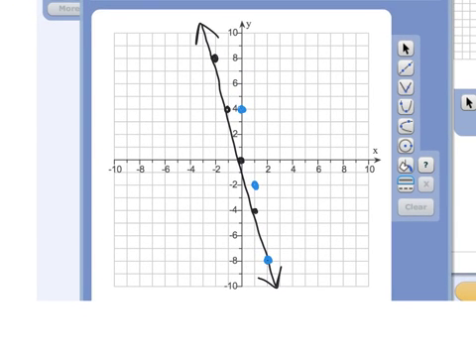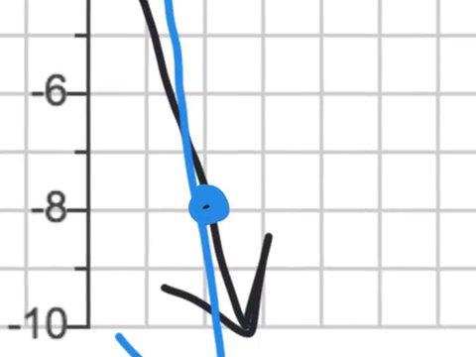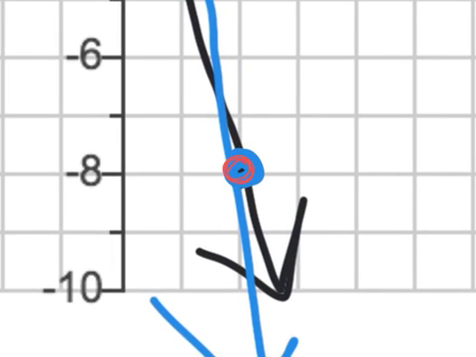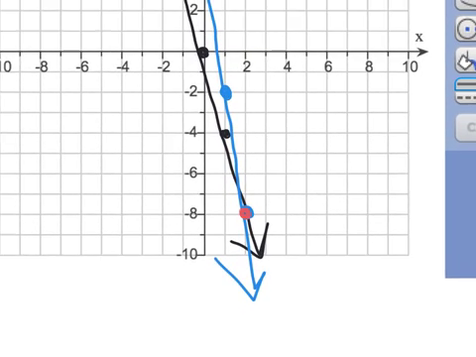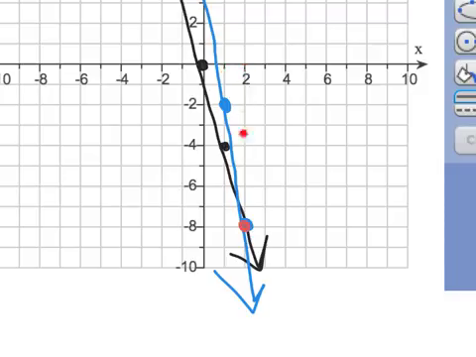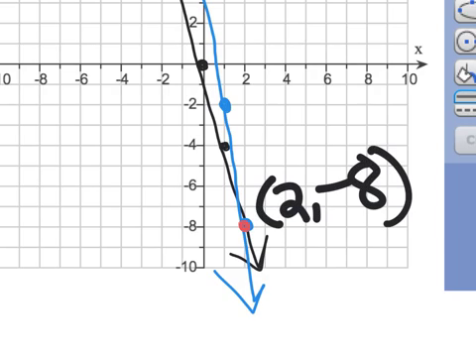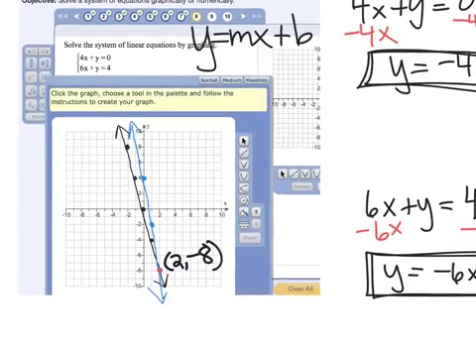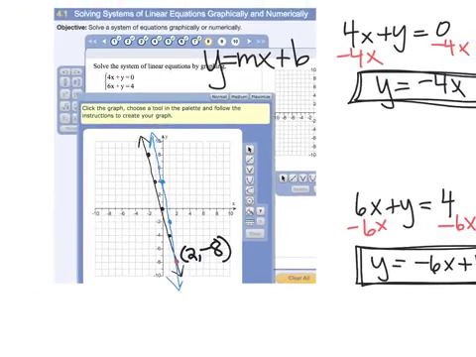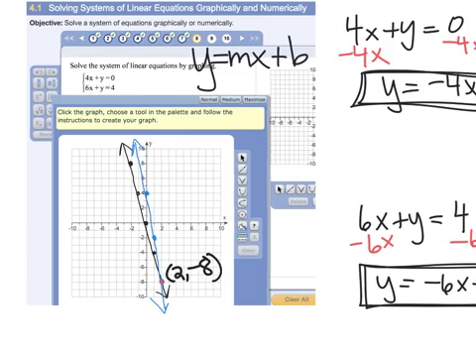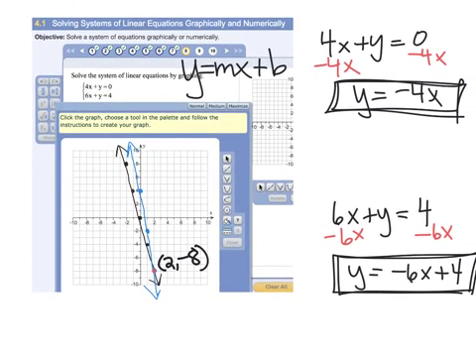So if I wanted to, I could draw this line. But the important thing is that we recognize that the intersection is right there. And where is that? Well, that is at 2, negative 8. So our intersection is at 2, negative 8. I'm going to zoom out, and, whoa, gee whiz, get back here. And that is our solution for this.